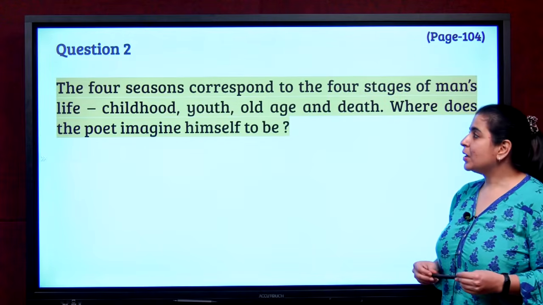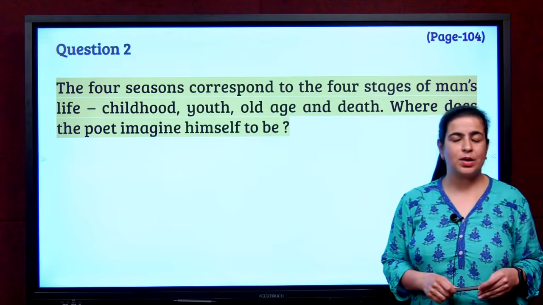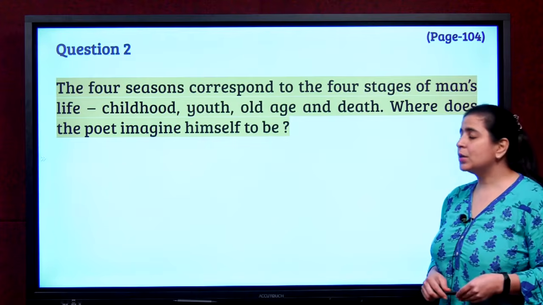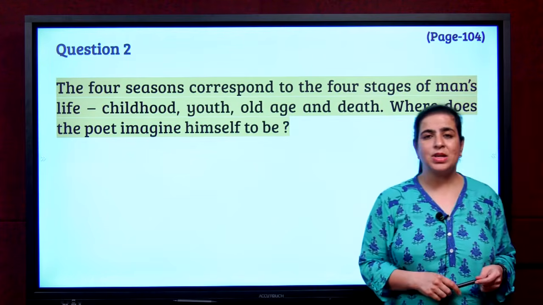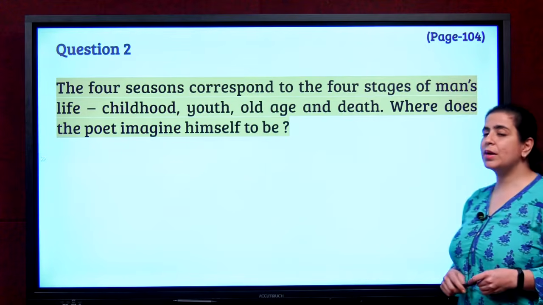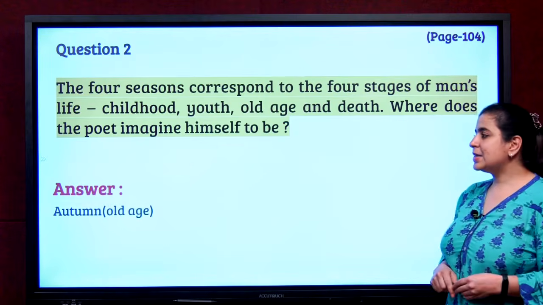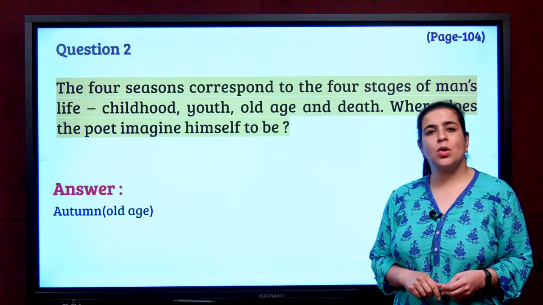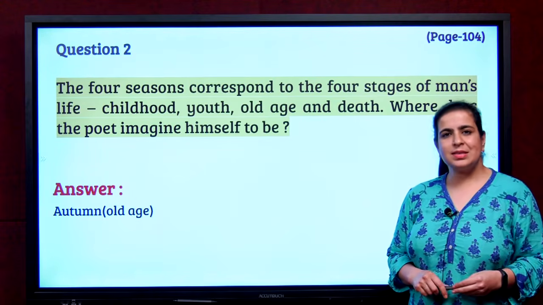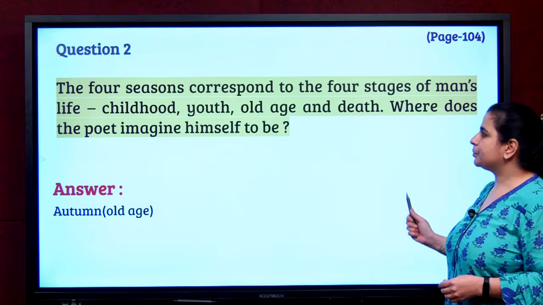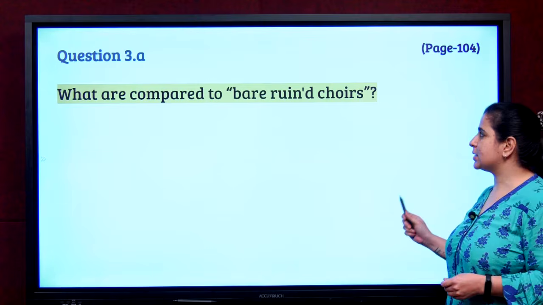Question 2. The 4 seasons correspond to the 4 stages of man's life. What are the 4 stages? Childhood, youth, old age, and death. Where does the poet imagine himself to be? Where does the poet think he is at this particular stage? He is at autumn, which is old age, where his health deteriorates, as the leaves die down.